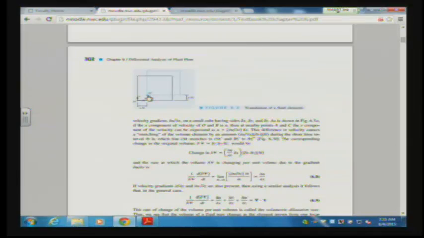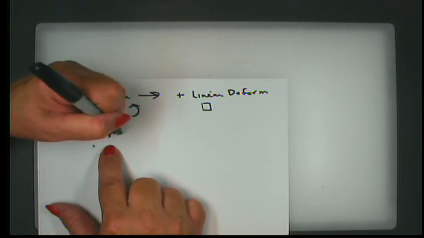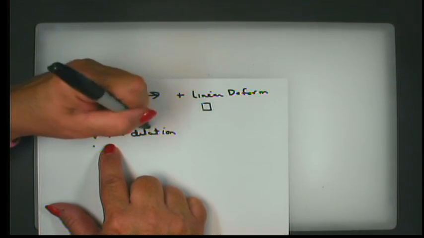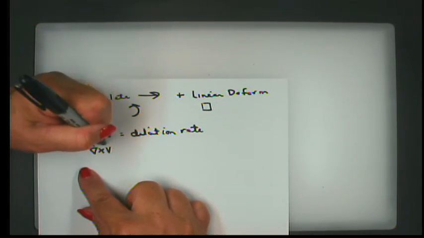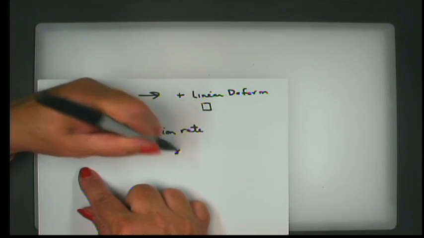Now, something that's kind of important to remember, speaking of this idea of dilation, and I'm going to write this down so that you'll have it in your notes. If you have the dot product of the gradient with the velocity, that product is the dilation rate. But if you have the gradient crossed with the velocity, that's what's called the vorticity, which has to do with the spin. And we'll discuss that in general.